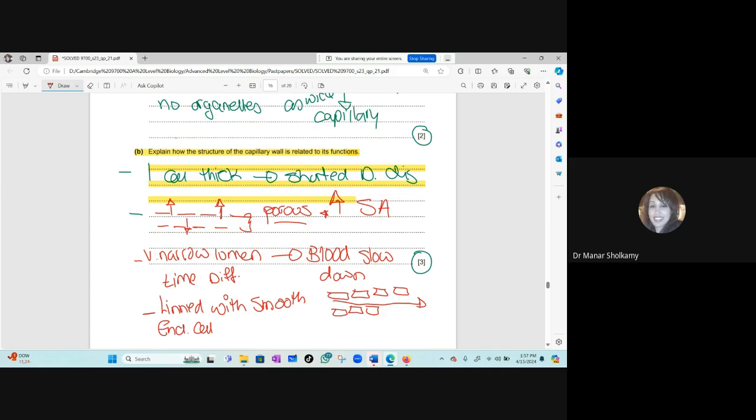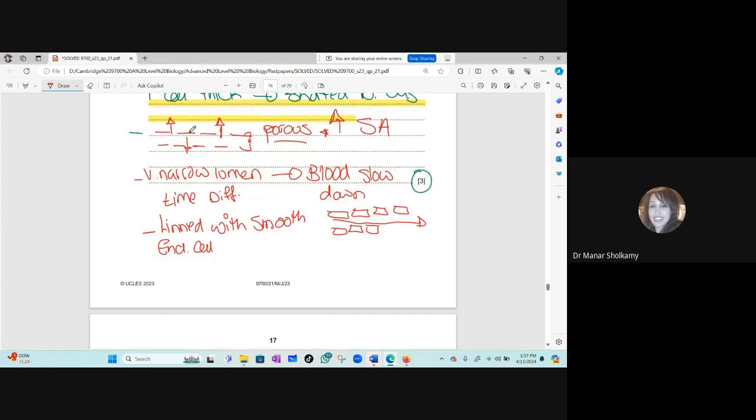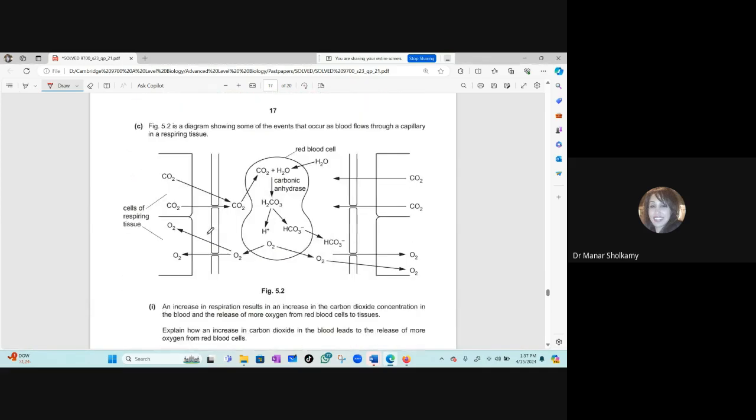You can give examples: glucose, amino acids, waste products, white blood cells. It helps in phagocytosis because the white blood cells can squeeze their way out of the pores.